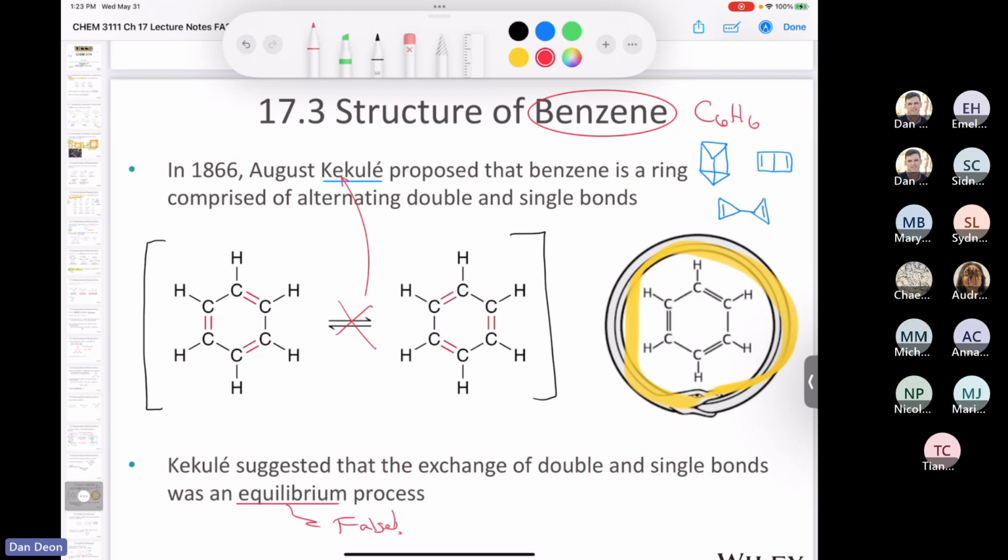What's the name that we give to the two structures? How do we say they're related to each other? They're related by?